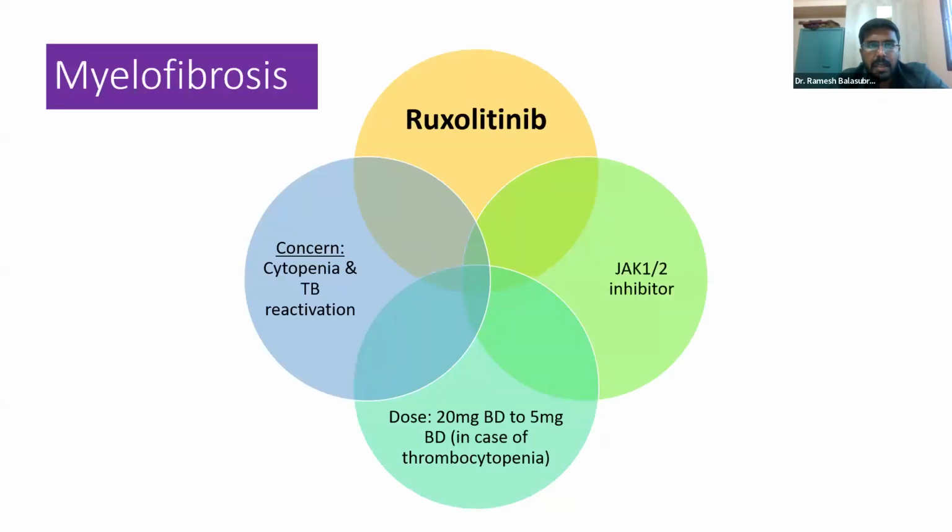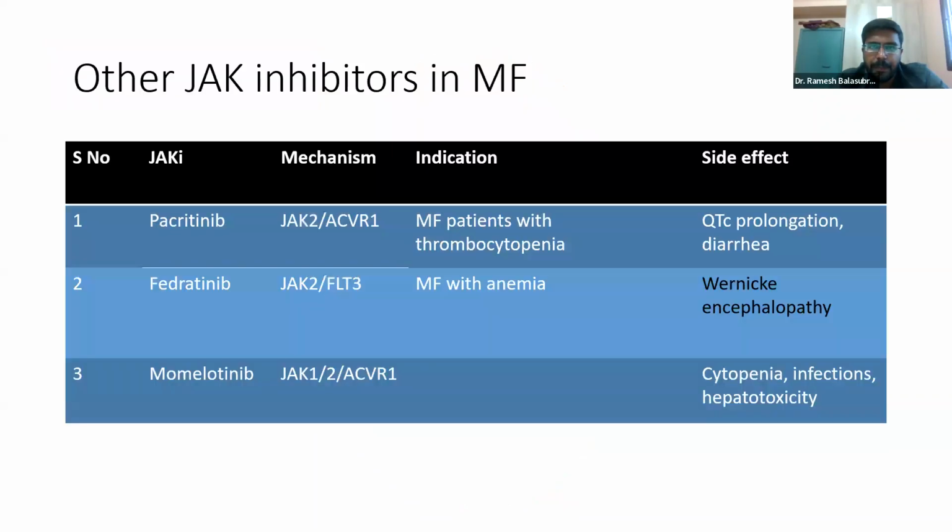So myelofibrosis: ruxolitinib is a JAK1/2 inhibitor. The dosage is 20 milligram twice daily, or you can taper down to 5 milligram twice daily if the patient has thrombocytopenia. The main concern with this is cytopenia or tuberculosis reactivation.